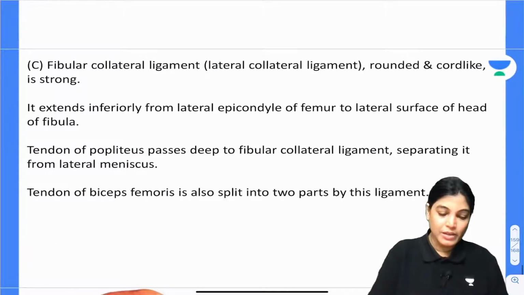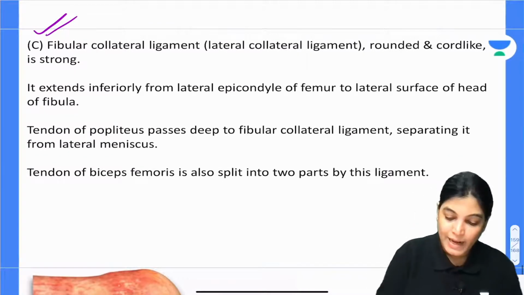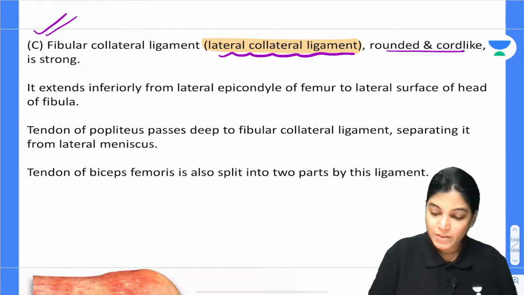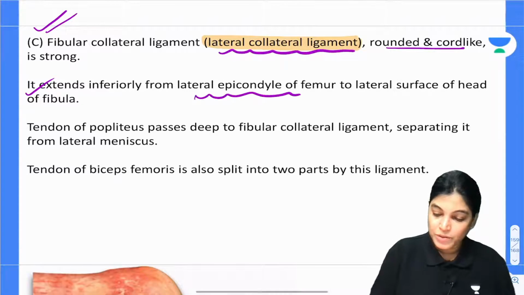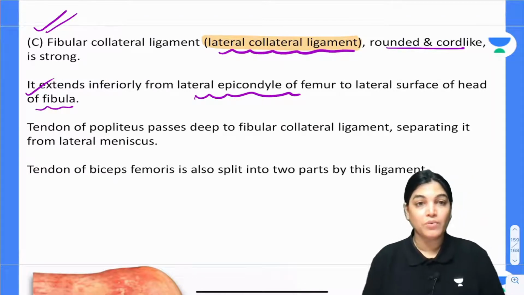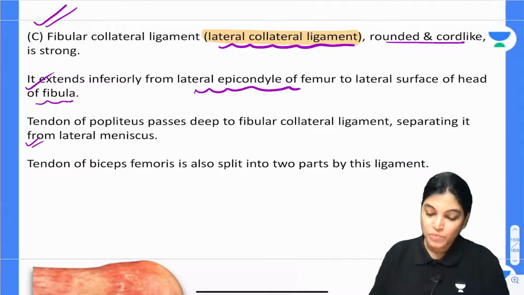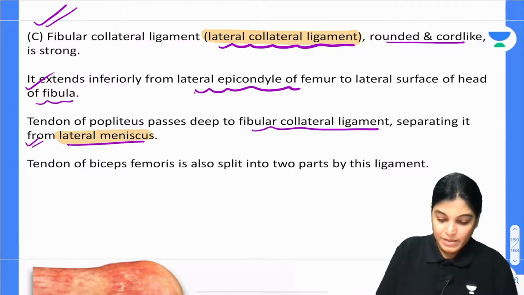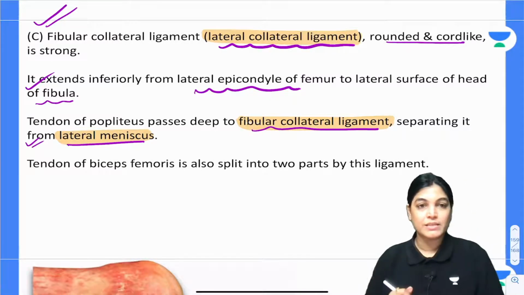All others are correct. The general features of the fibular collateral ligament, that is the lateral collateral ligament: it is rounded, cord-like and a very strong ligament. It extends from the lateral epicondyle of femur and is attached to the head of fibula. The tendon of popliteus muscle passes deep to the fibular collateral ligament and separates it from the lateral meniscus.